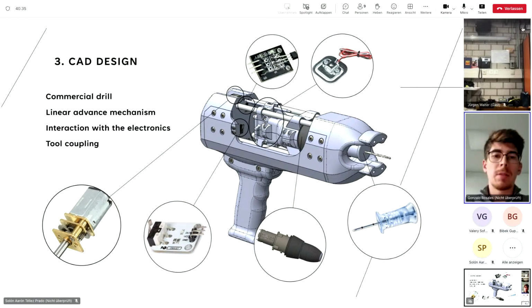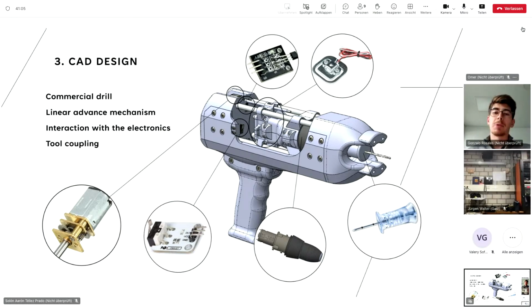So regarding the CAD system, we have to take into account several aspects. For instance, we started using a commercial drill, so we have to adapt an external case for a good interaction between this device and the linear advance mechanism. We also have to make all the calculations for this linear advance mechanism. In this case, we use a lead screw connected to an M4 nut, which is connected to the mobile body, which encapsulates this commercial drilling system.